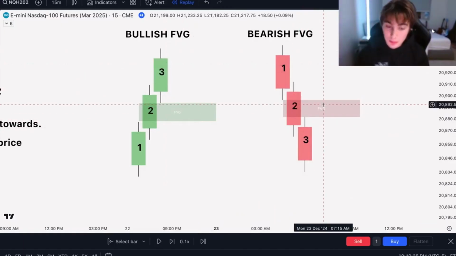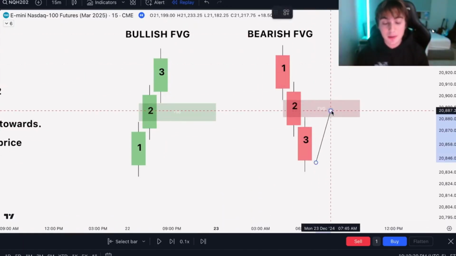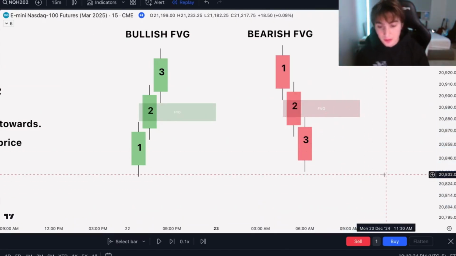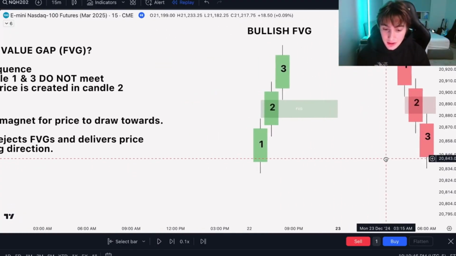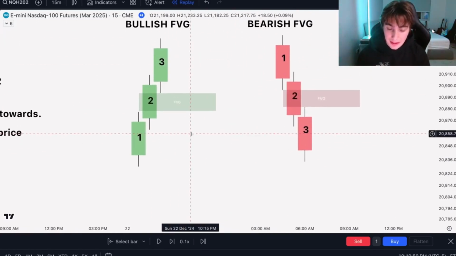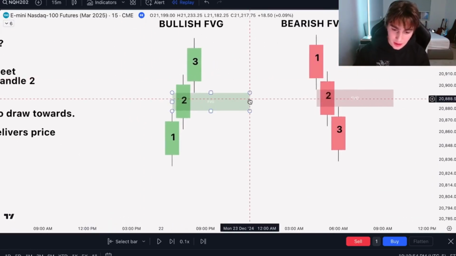Just like with the bullish fair value gap, if price trades into this fair value gap, we're going to expect price to react and then continue lower. So once again, price trades into a bullish fair value gap, respects, you're expecting bullish price action. Price trades into a bearish fair value gap, respects, you're expecting bearish price action. Once again, all it takes is 3 candles to create these fair value gaps. Let me show you what that looks like on a real chart.